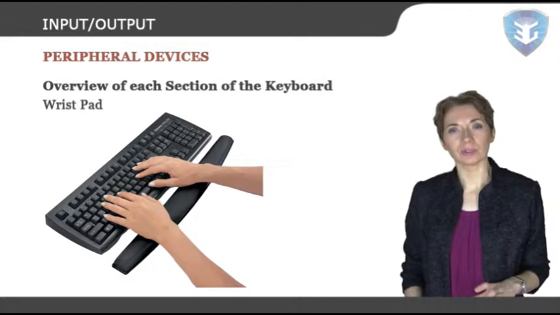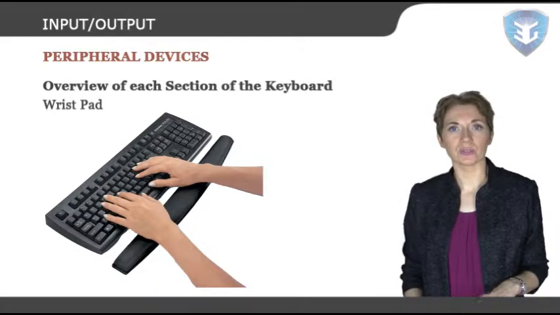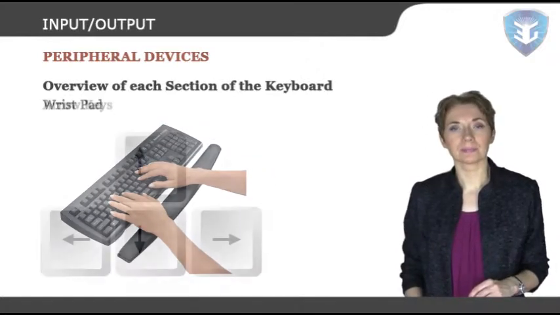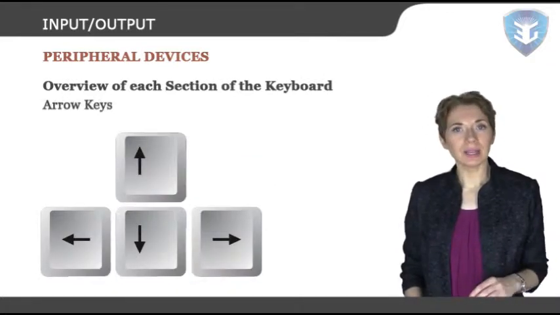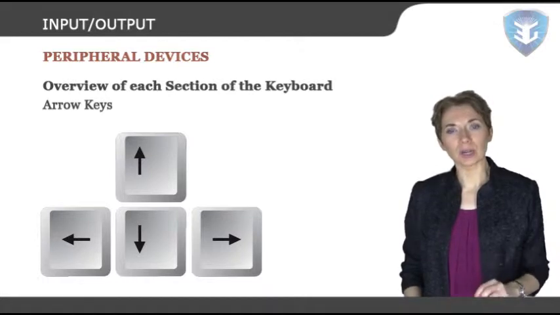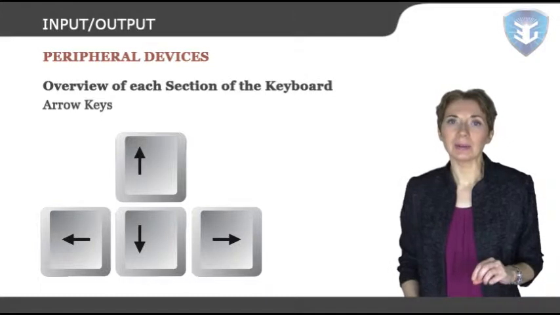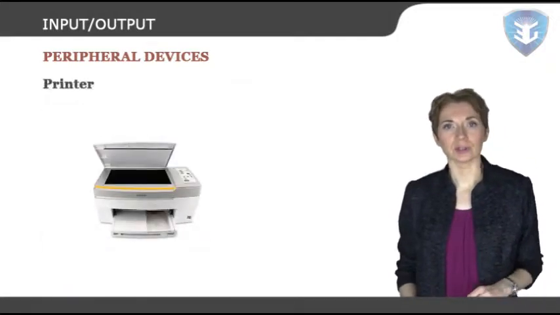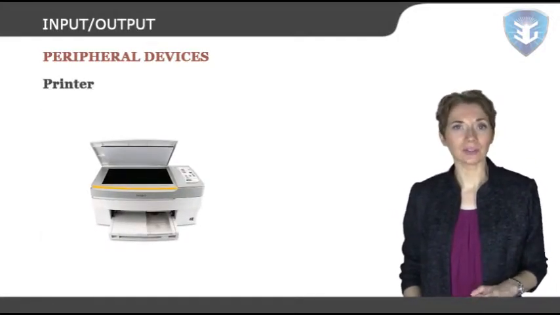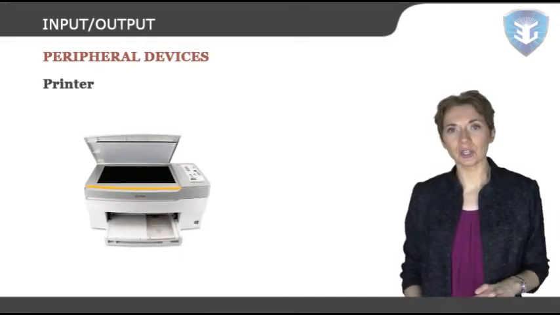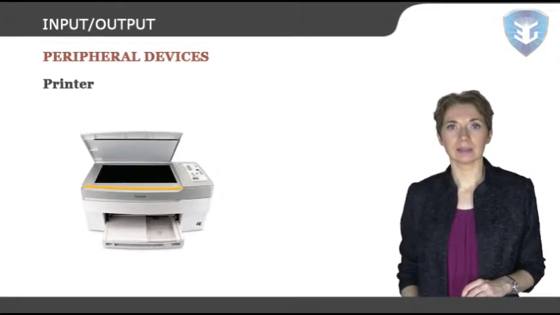Many computer keyboards do not include a wrist pad. However, there are hundreds of different options for keyboard wrist pads that can be purchased at any local computer retail store or online. Arrow keys. Finally, the arrow keys are four directional arrow keys that allow the user to move their cursor and position it on the page. Printer. A printer is an external hardware device responsible for taking computer data and generating a hard copy of that data.